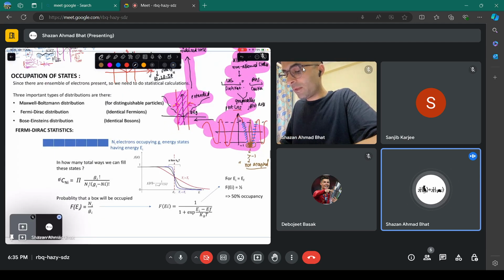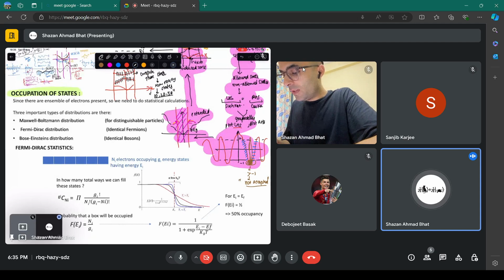So the first topic is something called occupation of states. Occupation of states tells you how these states are filled, and what is the probability that an electron will be at this state. All right.